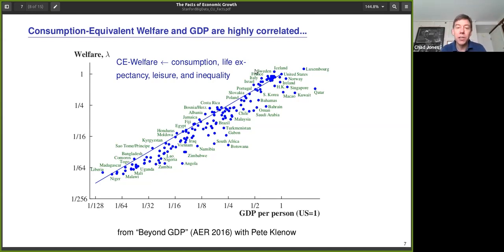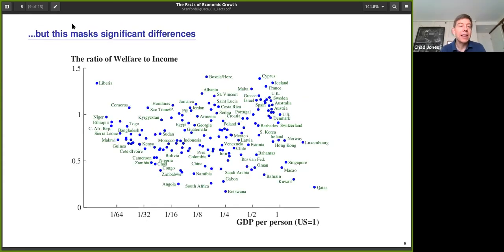And if you look closely, you can see a bunch of rich countries are above the line, and the poor countries are disproportionately below the line. And so the gaps are large. So on the vertical axis now, the horizontal axis is the same. On the vertical axis, I have the ratio of welfare to income. So how much higher is consumption equivalent welfare than the income comparison would suggest?